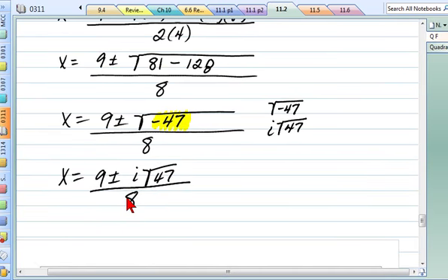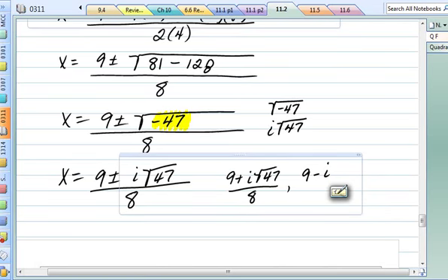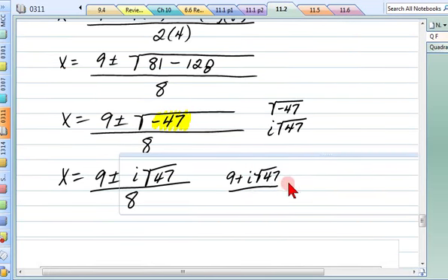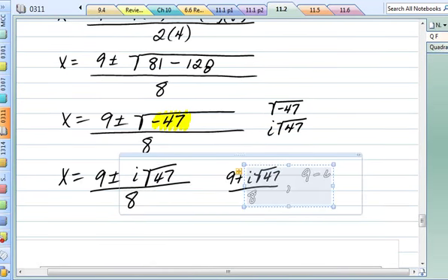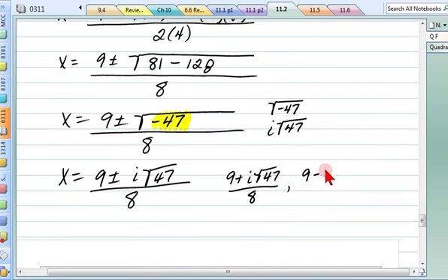Done. Except where MATLAB is concerned. Which wants 9 plus i square root of 47 over 8, comma, 9 minus i square root. Why does it always do that to me? Okay. It's cranky this morning. It was negative 47, and I changed it to i times the square root of 47 over 8.